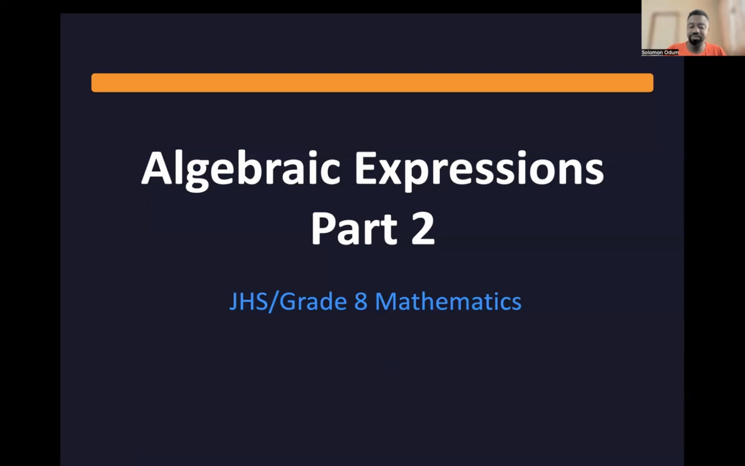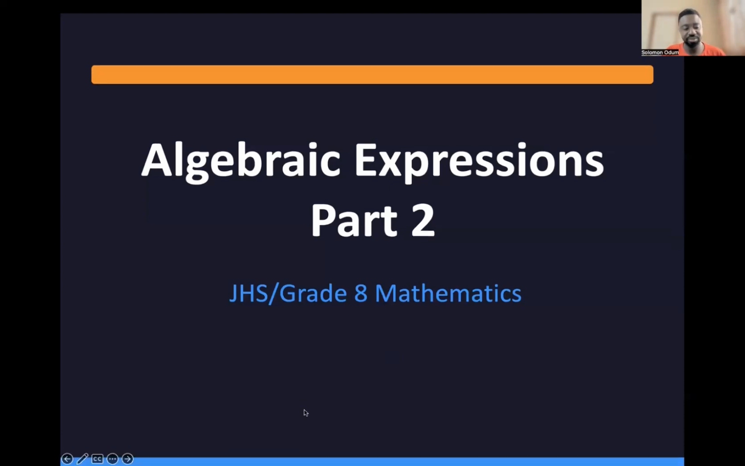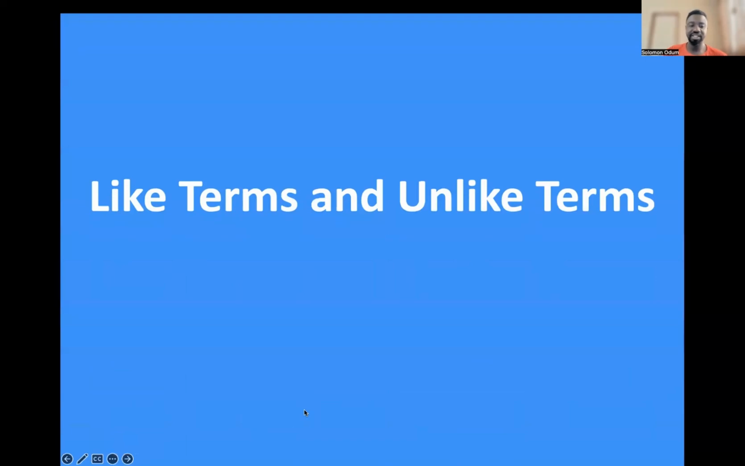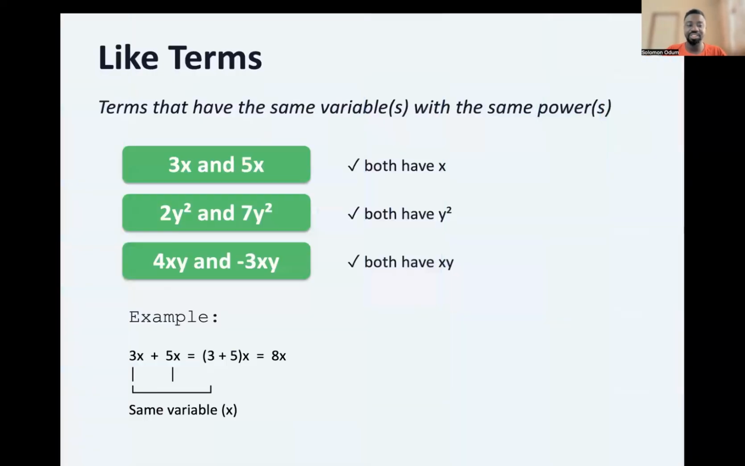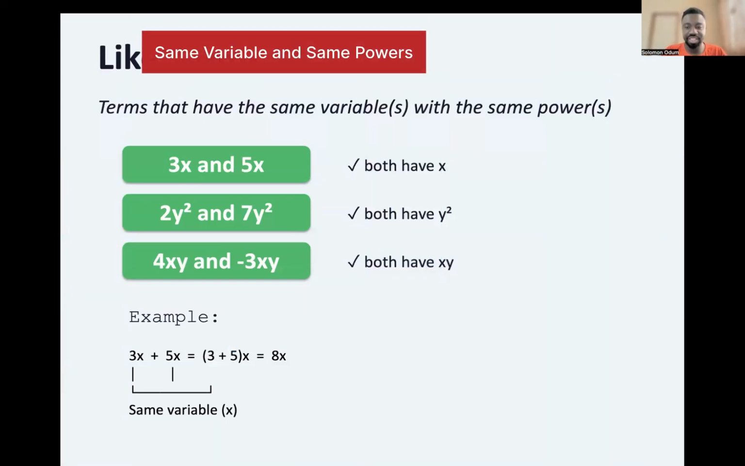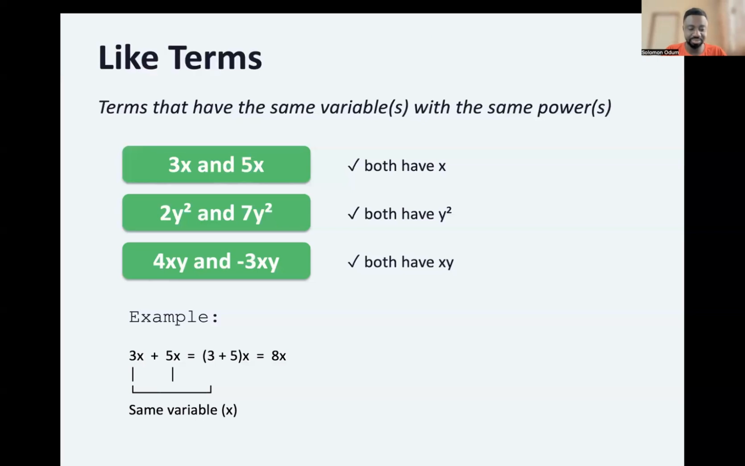So we will start with like terms and unlike terms. Like terms are terms that have the same variable and the same powers.